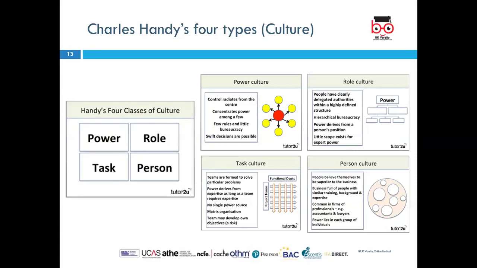There's not one single power source here because different people have been given different tasks, and this is a matrix sort of organization. The problem with this is that the team may develop their own objectives, which should not happen. There should be one main objective. For instance, quality improvement is the main objective of the project.